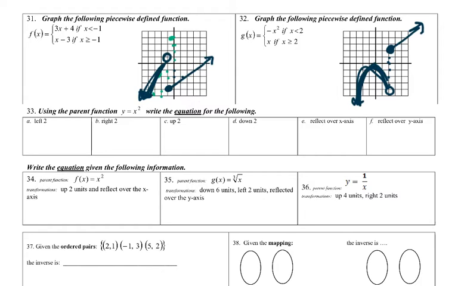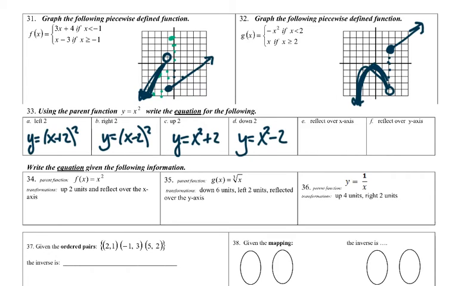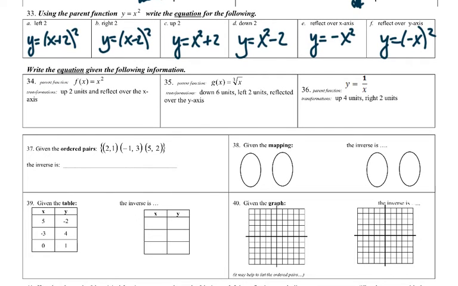Perfect. So if we're going to go left 2, this is going to be x plus 2 squared versus right 2 is x minus 2 squared versus up 2 is x squared plus 2, down is x squared minus 2. Reflect over the x is negative x squared. Reflect over the y is negative x squared. So then if I want to have that parent function up 2 and reflected over the x, it would be negative x squared plus 2.